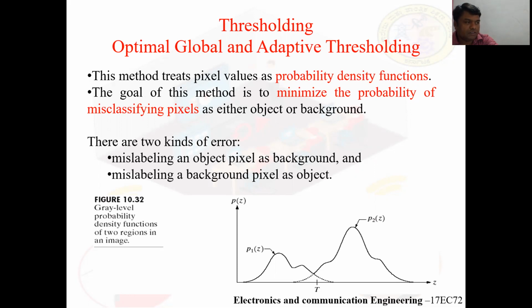A more powerful distance is the so-called Mahalanobis distance. D of Z comma A is equal to the square root of Z minus A to the power of T, into C to the power of minus 1, into Z minus A, where C is the covariance matrix of Z.